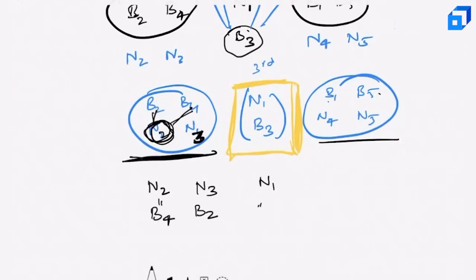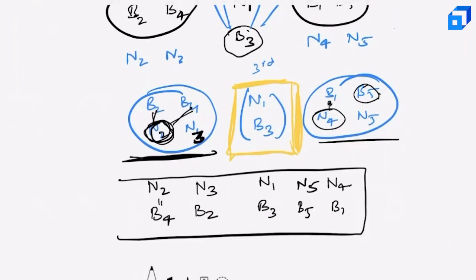Then I have N1, B3. And I do a very similar process here as well. I pick any one of these guys. Let's say I pick N4. And hypothetically, let's say N4 pairs up with B1. And I find that B5 is smaller. So therefore, B5 will come here. The pair of B5 is N5. That will come here. So this becomes your sorted array totally.